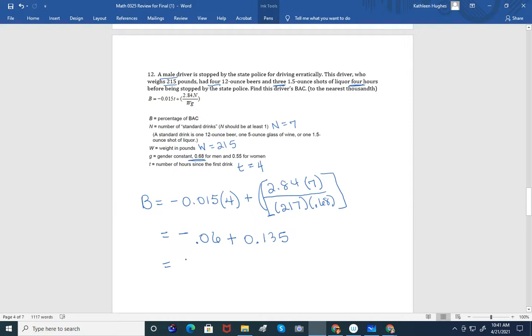And his blood alcohol was just barely under the legal limit at 0.075. You'll recall the legal limit is 0.08.